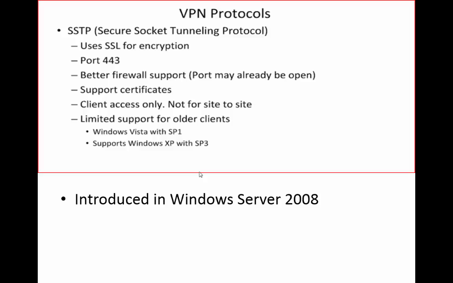VPN protocols, SSTP. See, this is what I was talking about. Secure Socket Tunneling Protocol, SSTP. Uses SSL for encryption, port 443, better firewall support. Port may already be open. 443 is always open, normally. Supports certificates, client access only, not for site to site.